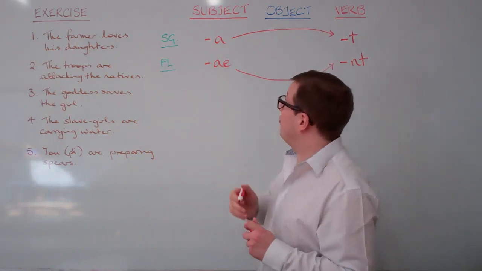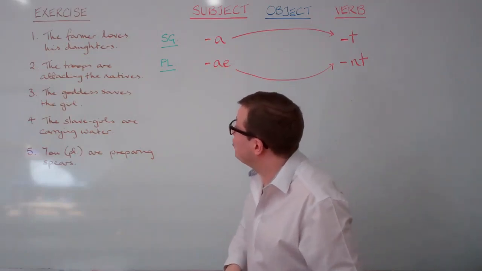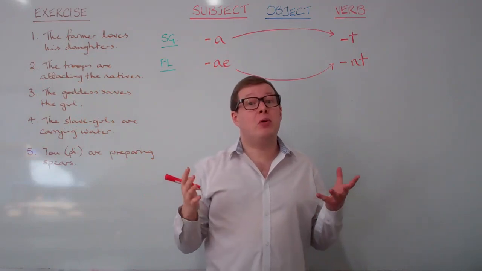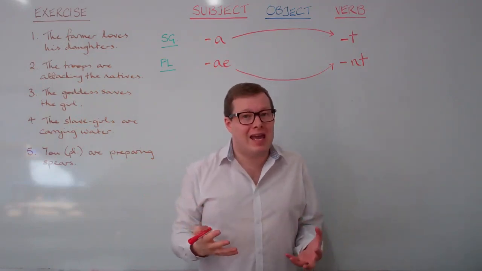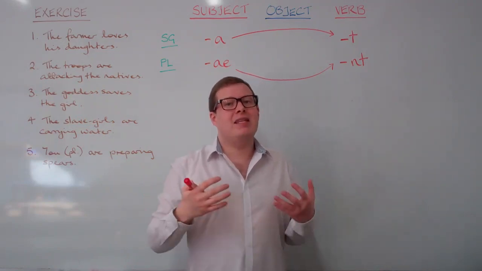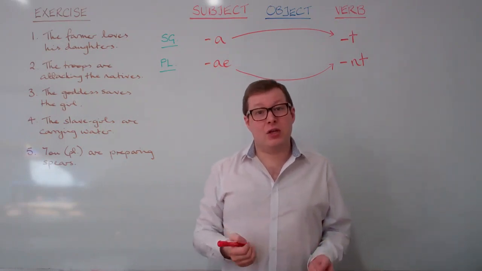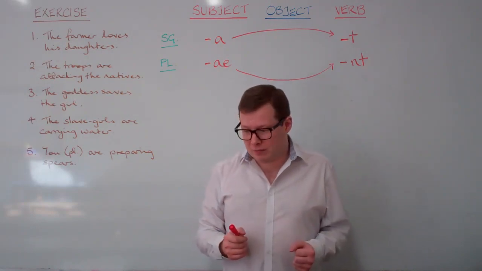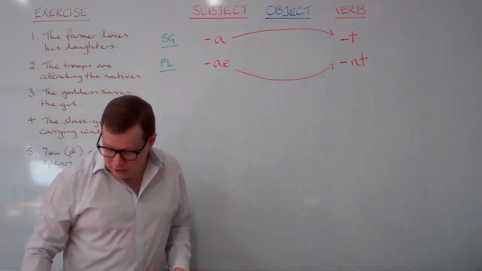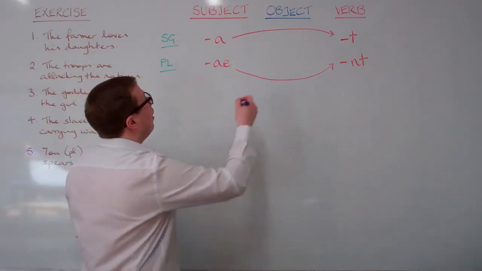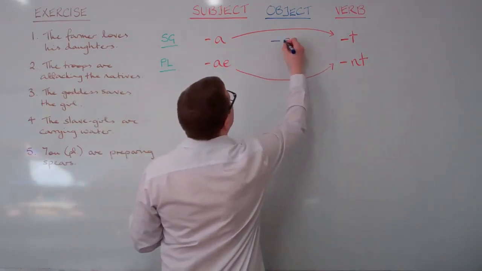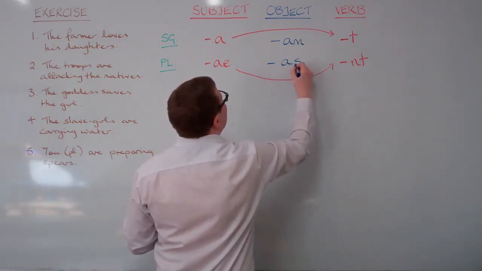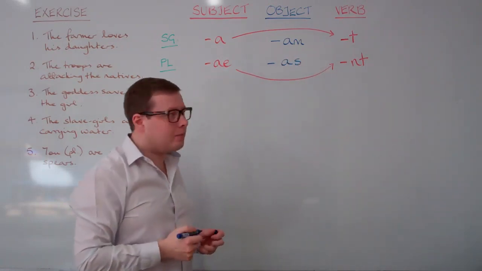Now, where the farmer was the subject of that sentence, the daughters are the object of the sentence. They're the people or things on the receiving end of the action. And the object of a Latin sentence goes into a separate case called the accusative case. And the endings for the accusative, which we haven't yet come across, are as follows. In the singular, am, and in the plural, as, like so.